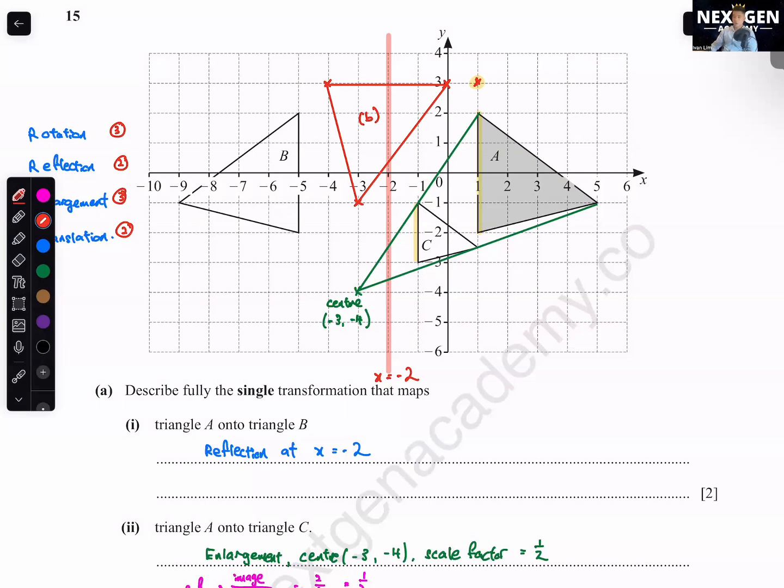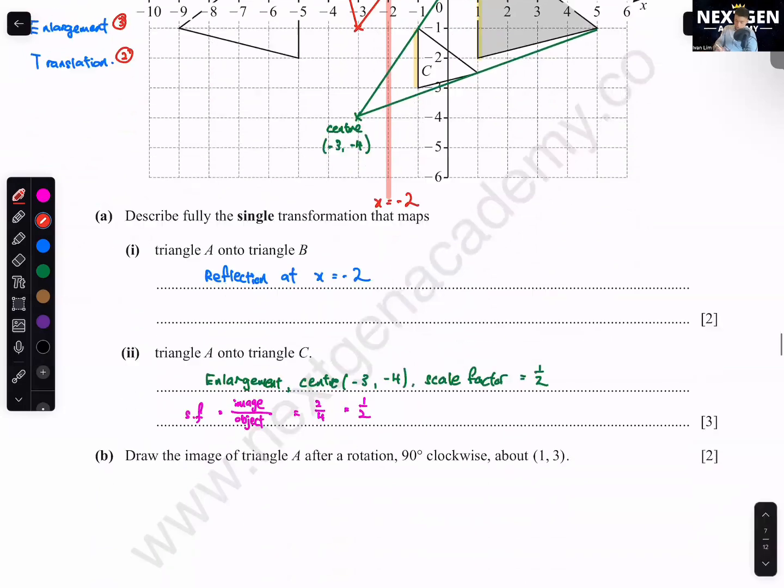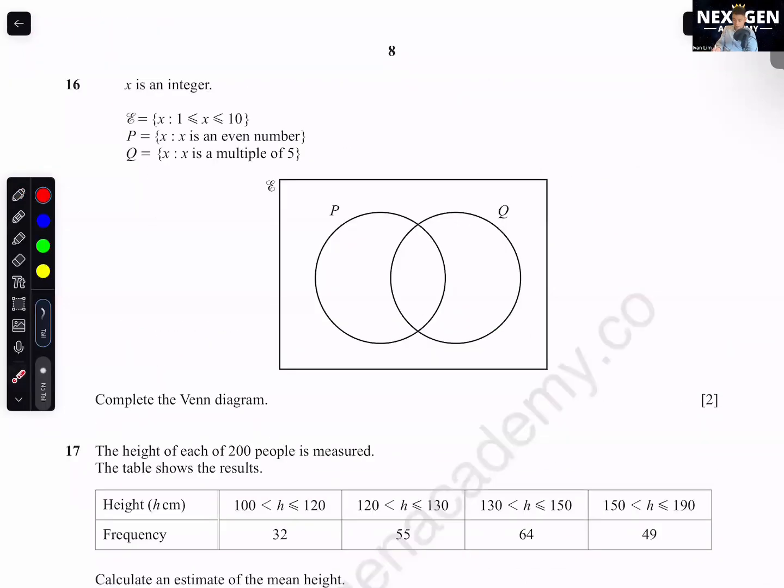All right, let's move on to question 16. X is an integer. The universal set is 1 to 10. P is an even number. Q, X is a multiple of 5. So what I like to do is write down all the values that represent the set first. Even numbers: 2, 4, 6, 8, 10. Multiples of 5: 5 and 10.